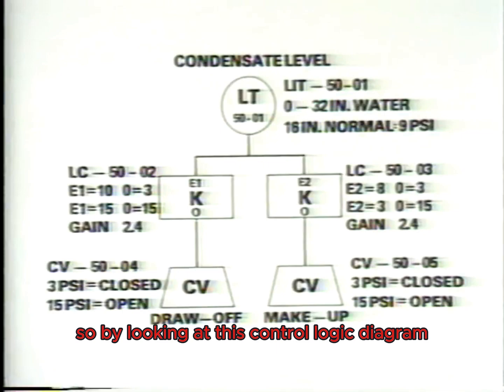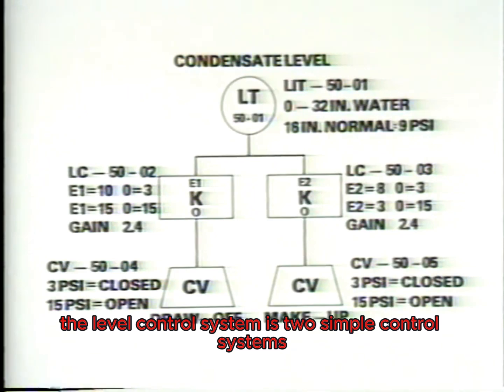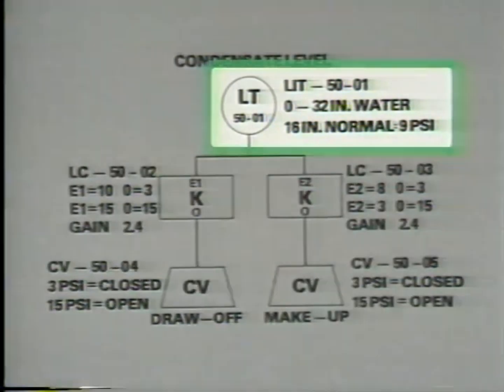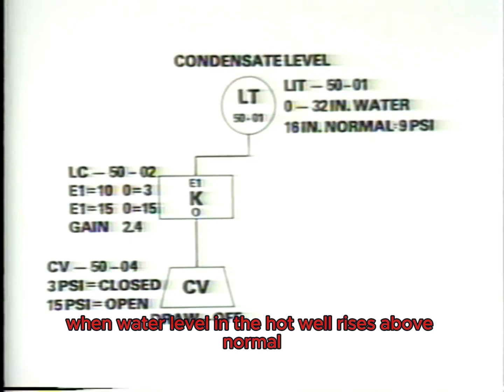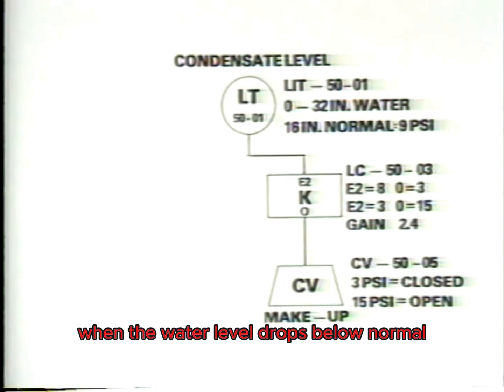So by looking at this control logic diagram to see how the level control system works, we learned that essentially the level control system is two simple control systems that have been combined by using one common transmitter. One of the systems works to open a valve in the draw-off line when water level in the hot well rises above normal. The other opens a valve in the makeup line when the water level drops below normal.